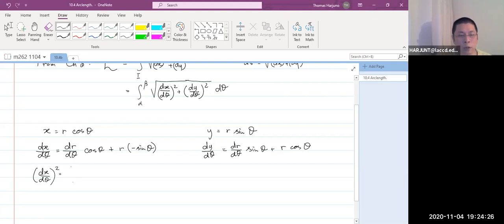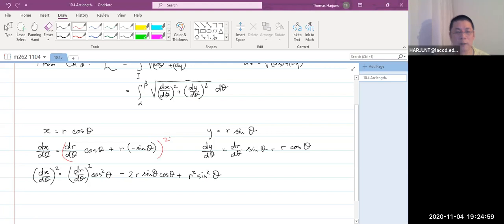If I square both of them, I will get dr d theta squared cosine squared theta minus 2r sine theta cosine theta plus r squared sine squared theta. Imagine if I FOIL this. Okay, that's what I get.